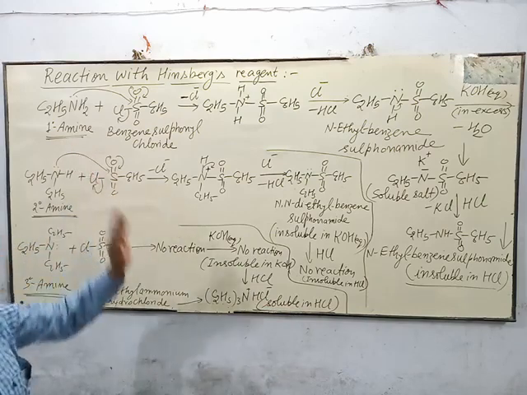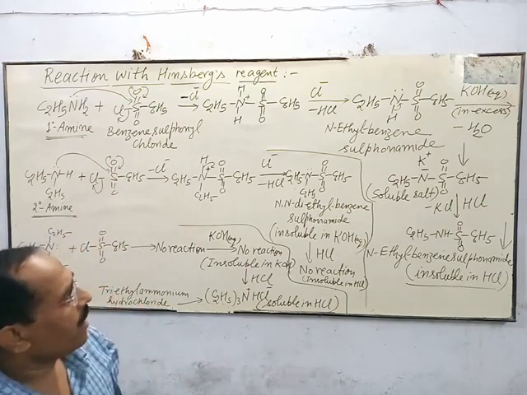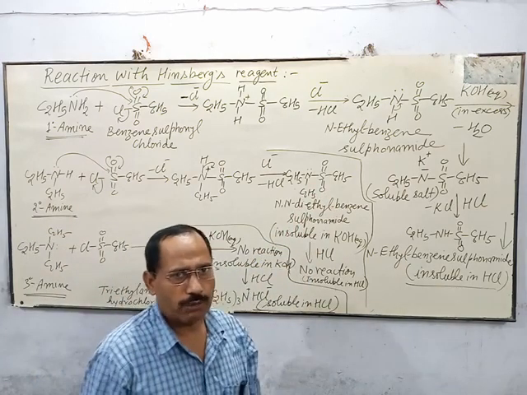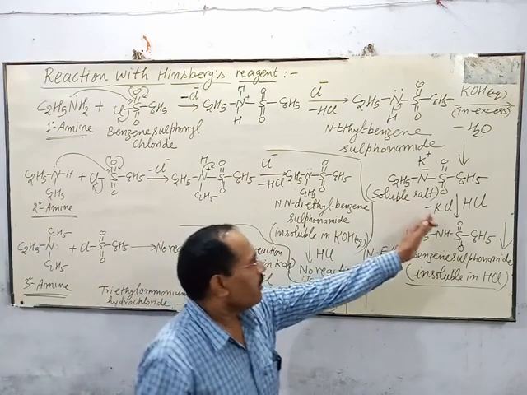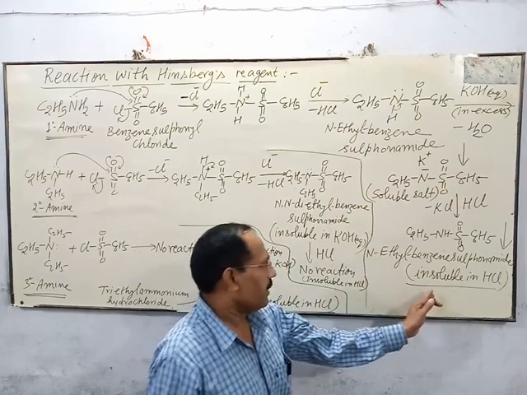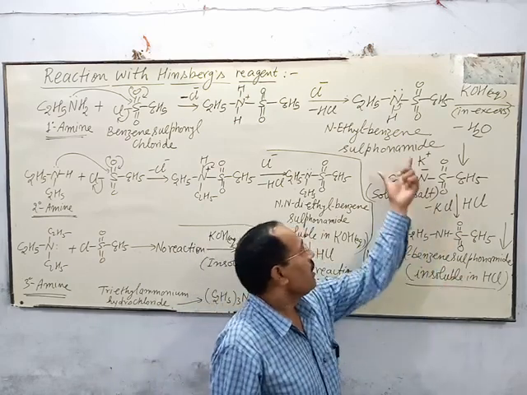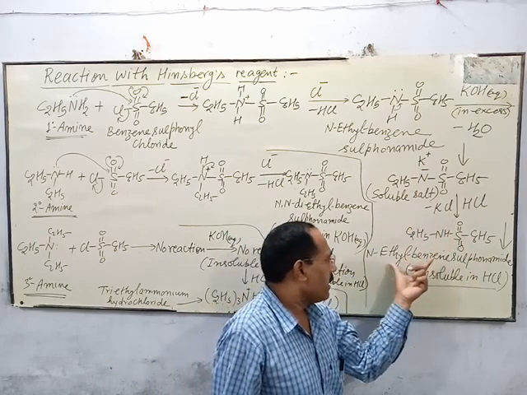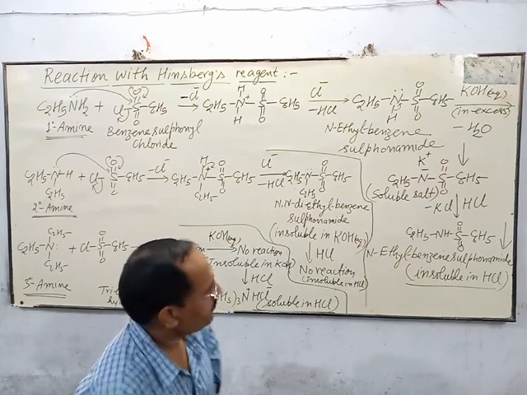Means when primary amine is treated with Hinsberg reagent followed by aqueous NaOH or aqueous KOH, a clear solution is obtained. When HCl is added to this solution, a precipitate is obtained because this N-ethyl benzene sulfonamide is insoluble in HCl.